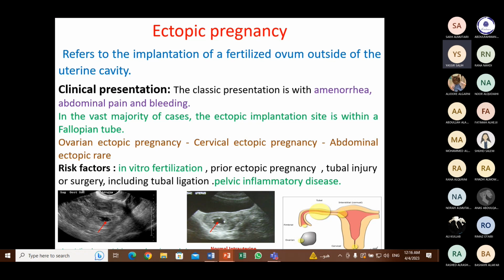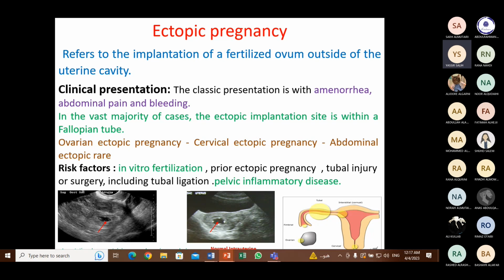Now we talk about something very important, an emergency: ectopic pregnancy, which is implantation of a fertilized ovum outside the uterine cavity. We know implantation usually occurs in the uterus. Normally it is implanted in the uterine cavity, but sometimes there is implantation of the fertilized ovum outside the uterine cavity. It could occur in the fallopian tubes or in the abdominal cavity, and not in the uterine cavity.